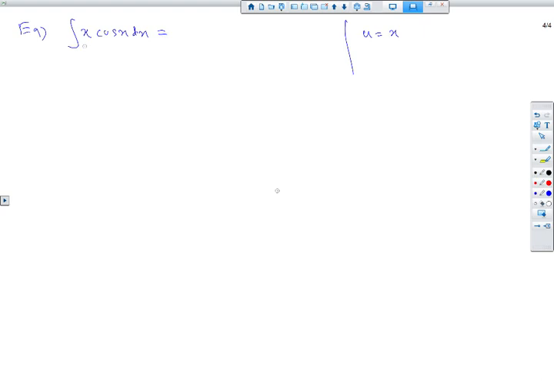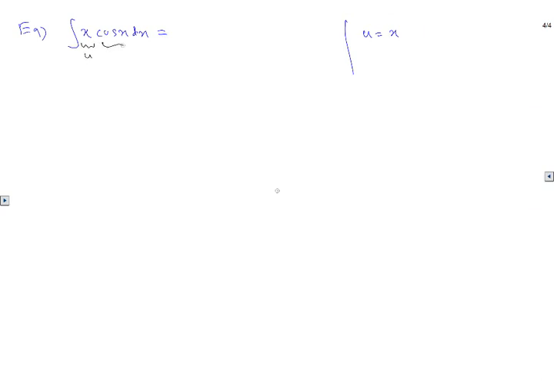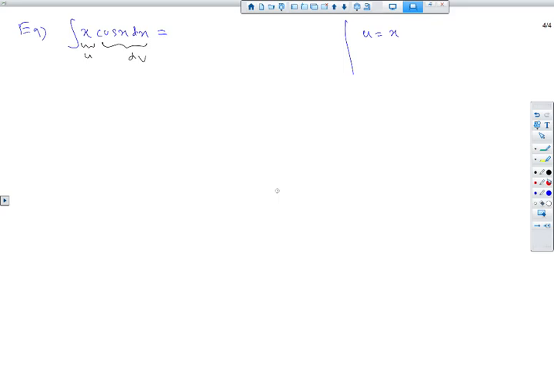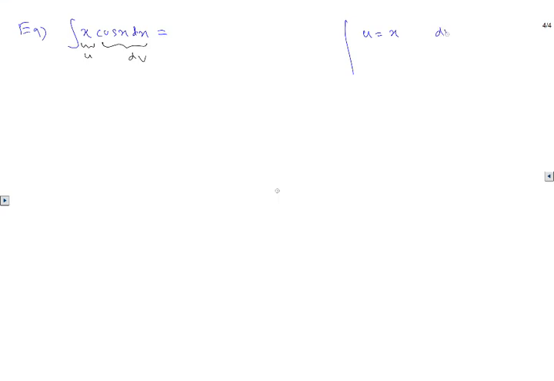So for example, the integral of x cosine x. Again, what we do is, we have a polynomial and a trigonometric function. So u equals x, and the rest is dv. So this is u, and the rest of the integral is dv. That means dv equals the rest, so it is cosine x dx.